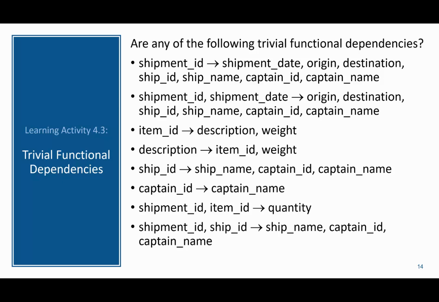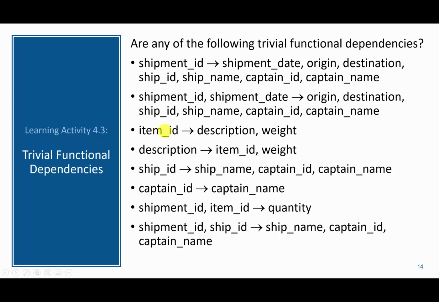All right, welcome back. So here we can see that there are several trivial functional dependencies. The first one that we're going to look at is the shipment ID and shipment date determining origin, destination, ship ID, name, captain ID, and captain name. You'll notice here that shipment alone also determines all those same attributes. So this is a trivial functional dependency, and I'm going to go ahead and get rid of that.